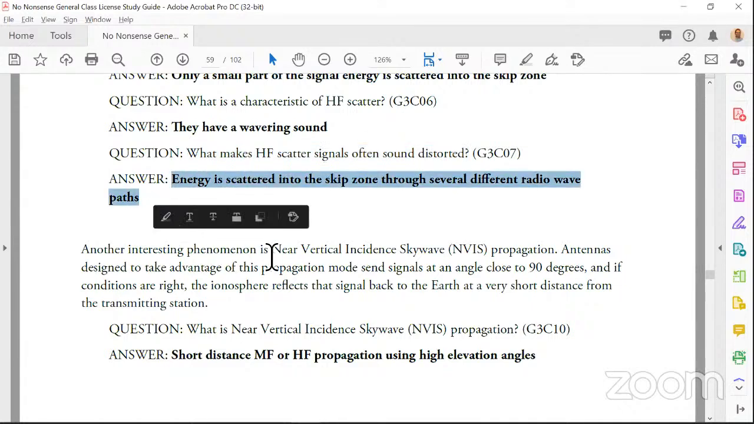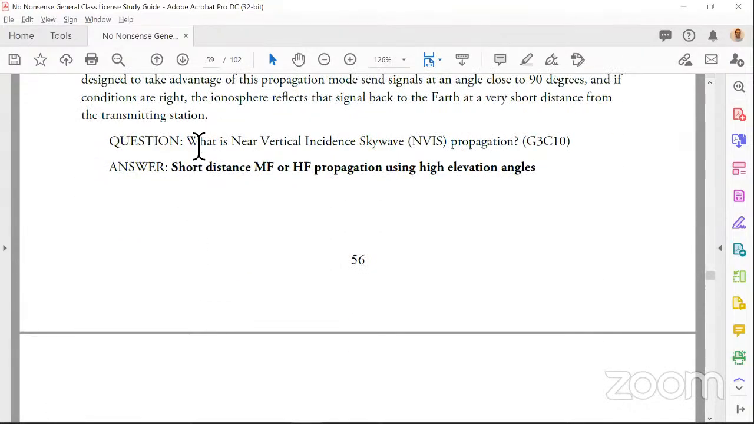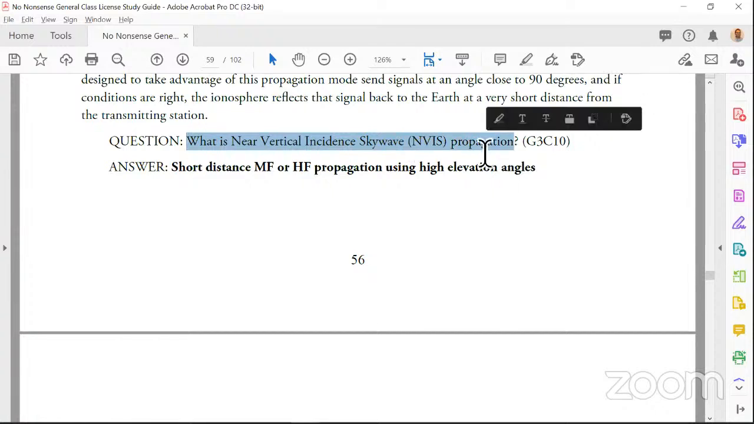The energy is scattered into the skip zone through several different radio wave paths. And that's why, because you have several of those signals reaching, the audio sounds distorted. Okay, so if you need a review, just kindly review the question pool, the slides from the previous session or the video recording. Next question.